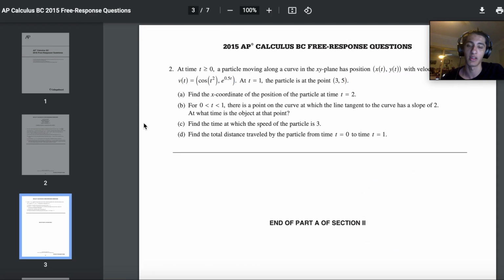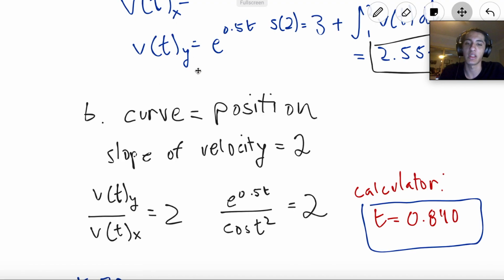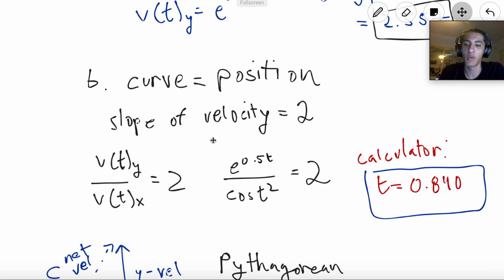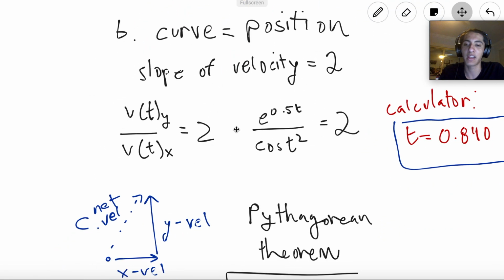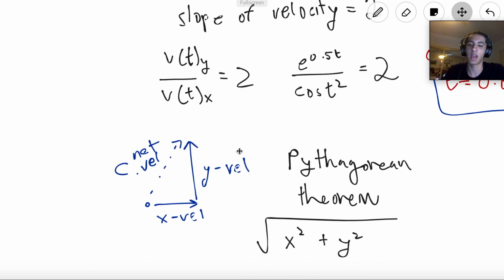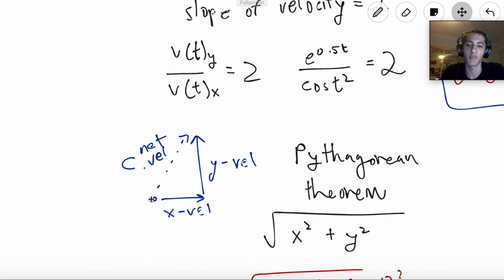On to part 3, or part C I should say, where we want to find the time at which the speed of the particle is 3. Now, here's something important about velocity and speed, is that both of these have vector components, meaning that if you have some velocity in the x direction, some in the y direction, you end up having your net velocity. So when asked for a speed of 3, it's basically asking you where this final velocity, this sum that goes in a diagonal direction, equals 3.